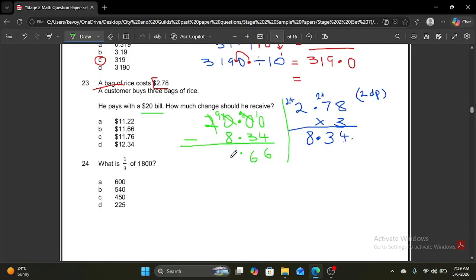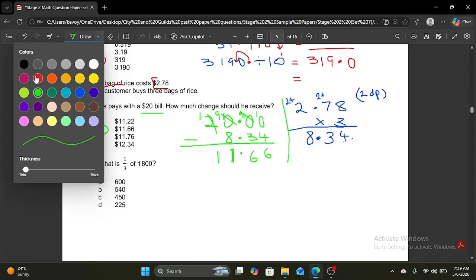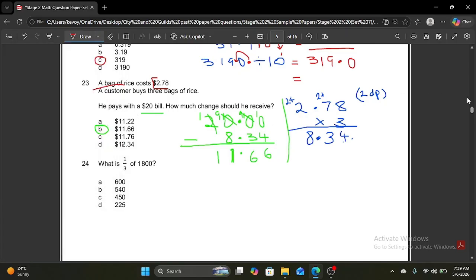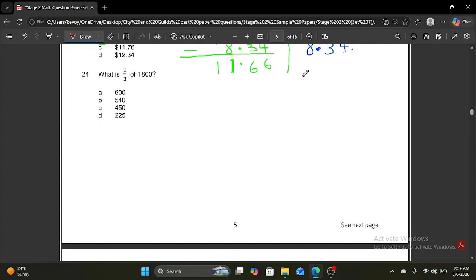And 9 minus 8, that would just be 1. So if you take 8 from 9, you'll just be left with 1. And we have a 1 right here. There's nothing below, so we'll just write the 1. So what we're left with is 11.66. Let's see if it's over there. Yes, it is. B. So the answer is B for number 23. And we're moving right along.